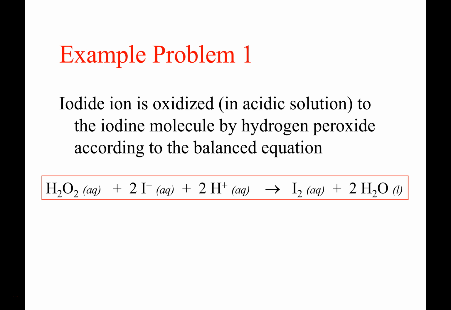Hydrogen peroxide reacts with iodide ion in acidic conditions. That's where H+ comes from, to give us molecular iodine and water. So if I were to come up with the rate law expression, I kind of like to have a little, I call it the template.